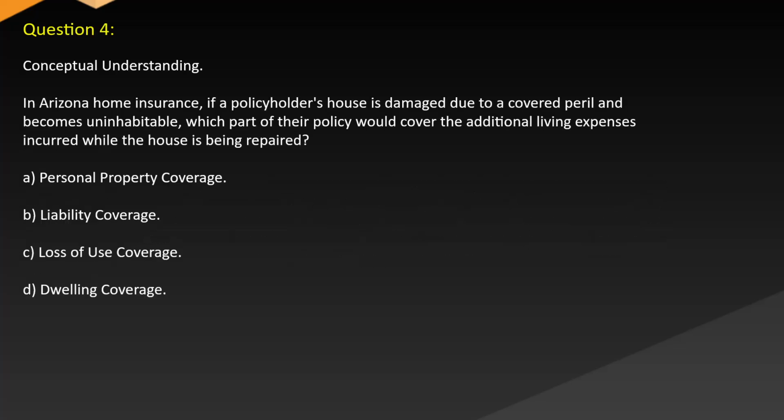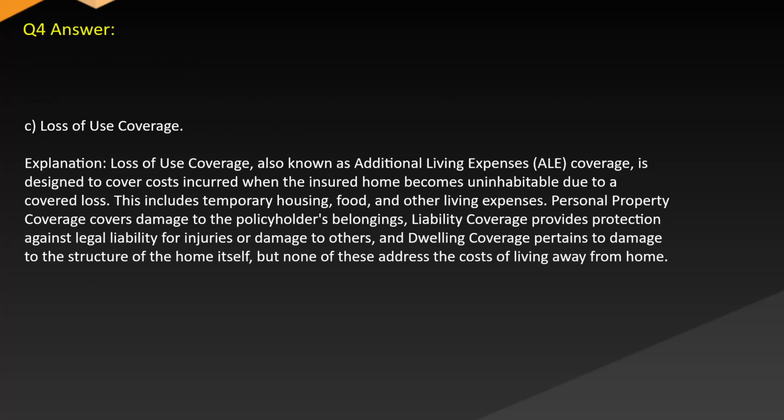Question 4. Conceptual understanding. In Arizona home insurance, if a policyholder's house is damaged due to a covered peril and becomes uninhabitable, which part of their policy would cover the additional living expenses incurred while the house is being repaired? A. Personal property coverage. B. Liability coverage. C. Loss of use coverage. D. Dwelling coverage. Answer: C. Loss of use coverage.